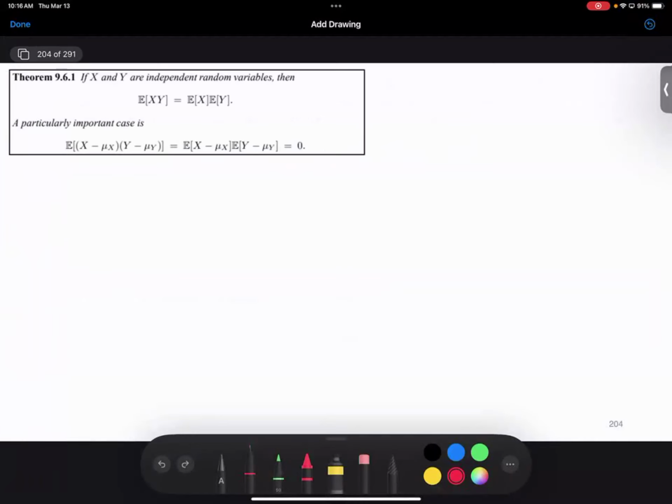Okay, so here's a big one. If x and y are independent random variables, then the expected value of the product is the product of the expected values. And a particularly important case is the expected value of x minus its mean times y minus its mean is 0.